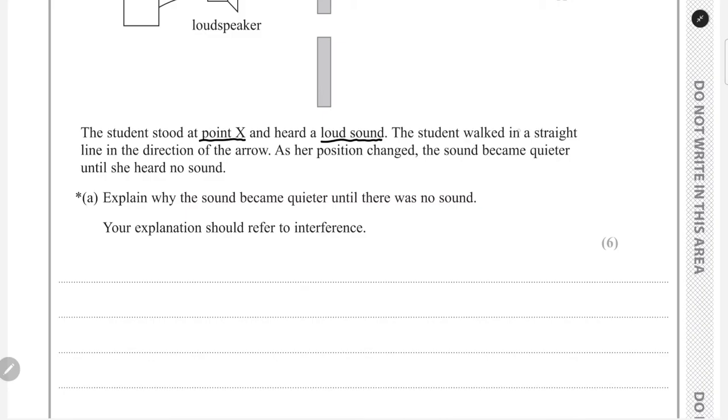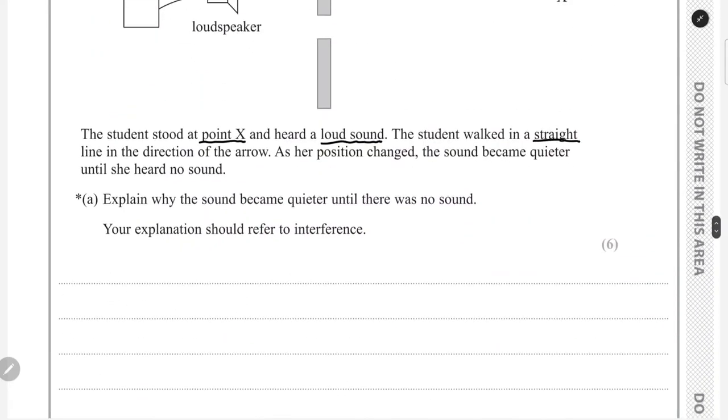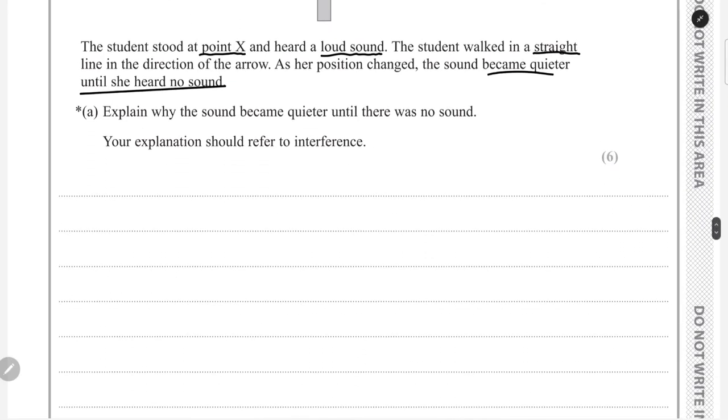Now we are told that the student walked in a straight line in the direction of the arrow, so upward. And as her position changed, the sound became quieter until she heard no sound. So she's going to the first minimum over here. We have to explain this with reference to interference.